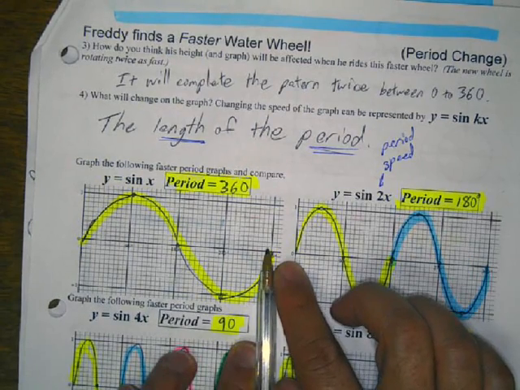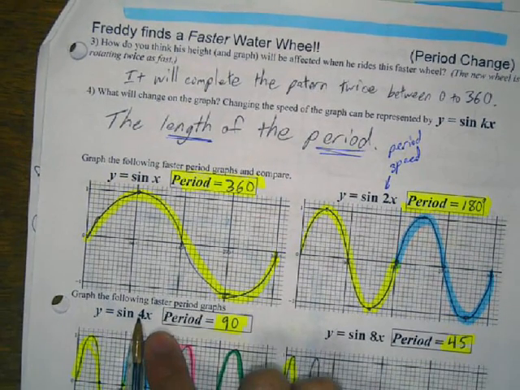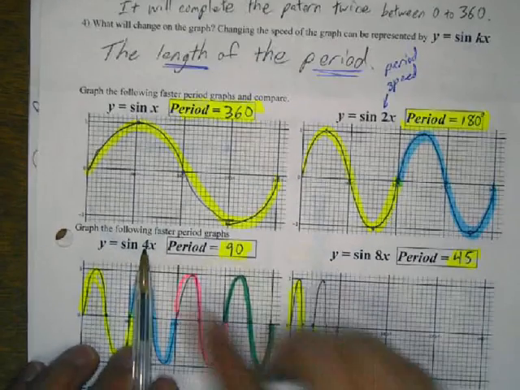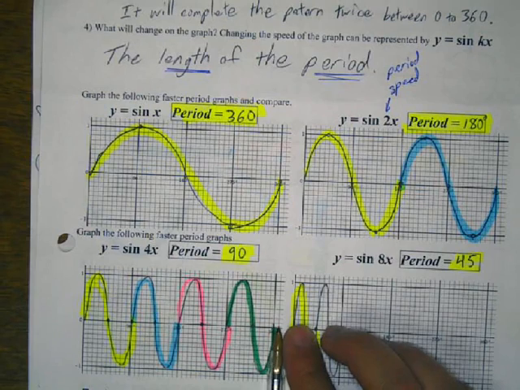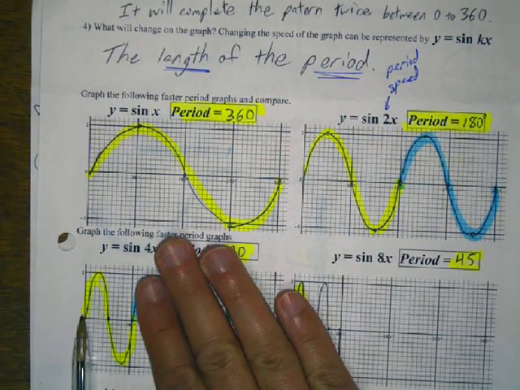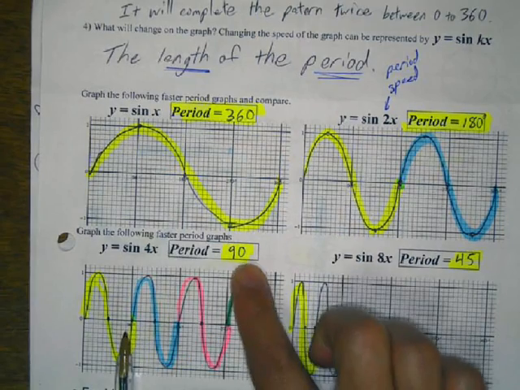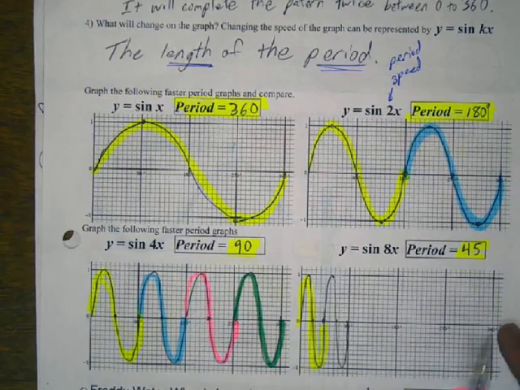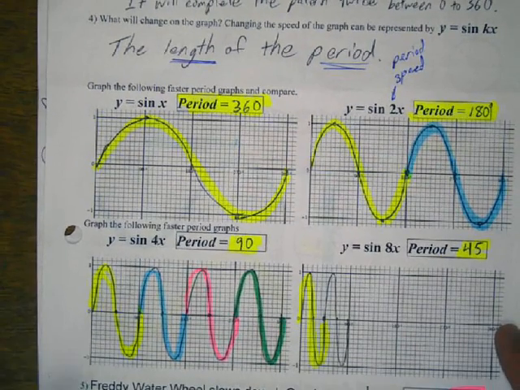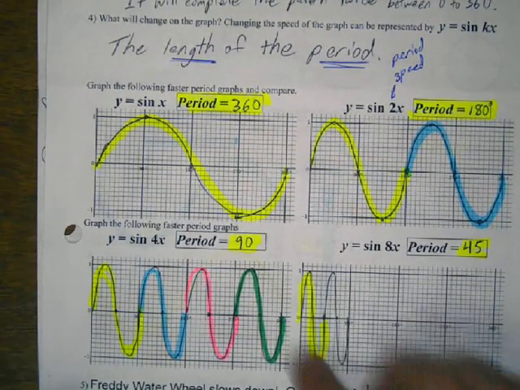So if I put a 4 here, it means I'm going to go 4 times as fast. From here, you can see that it's making 4 periods. A single period is done from 0 to 90. That's why the period is 90. And if I put an 8 here, that means it's going to make 8 of them. I didn't draw all of them, but you can hopefully see what's happening.